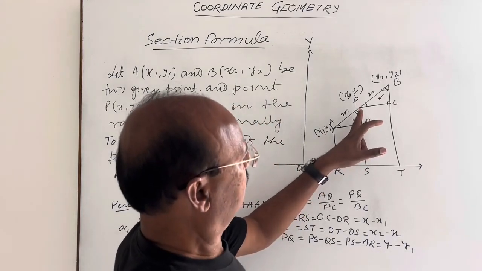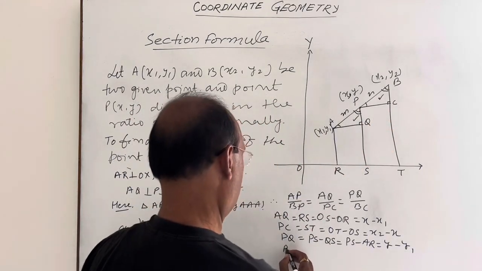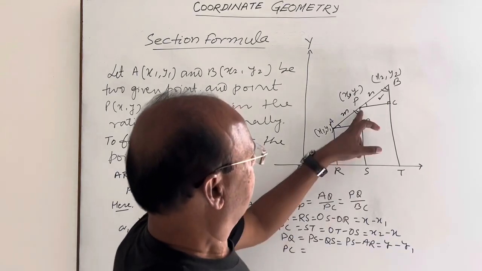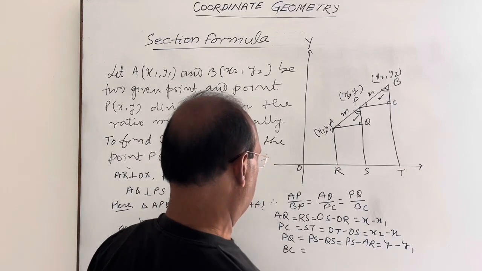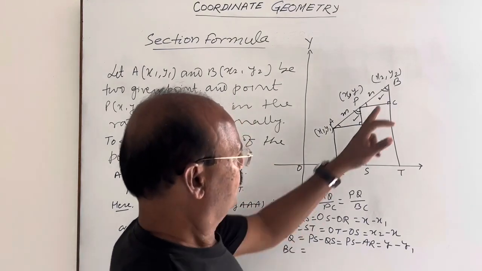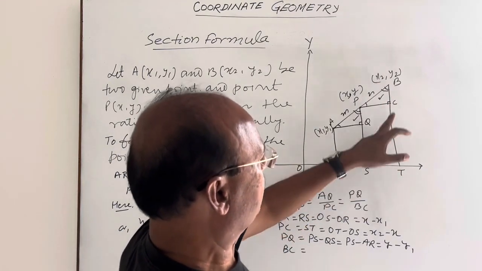Also we can get PC also. PC is equal to, BC. We have to write now BC. We have got PC already here. So BC is equal to BT minus CT.